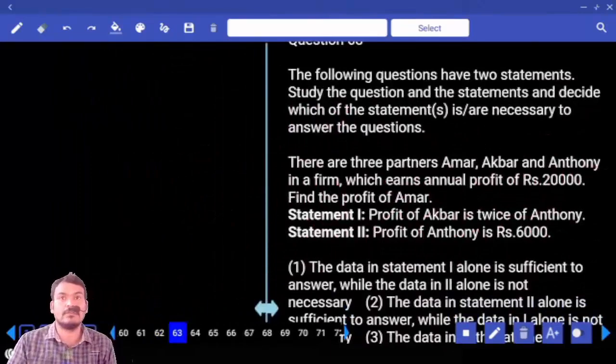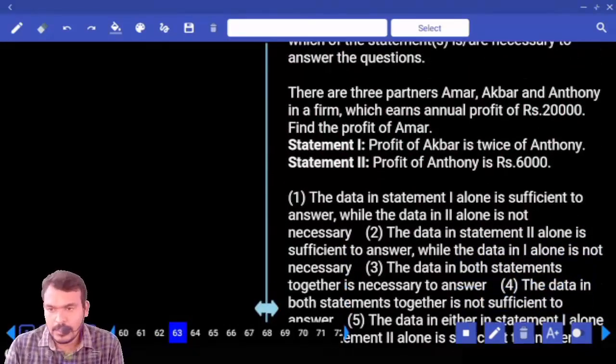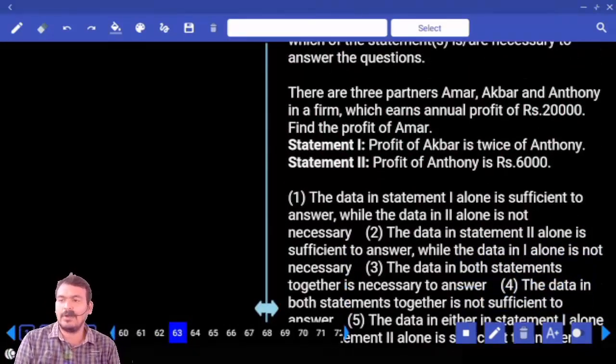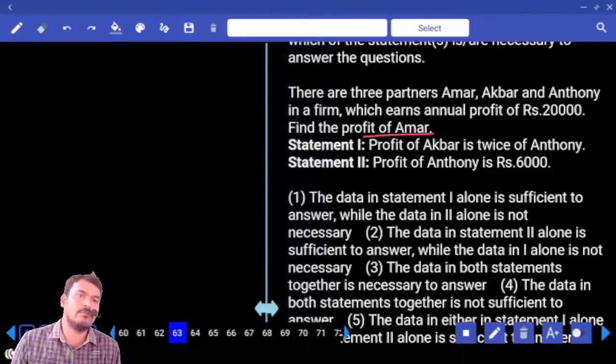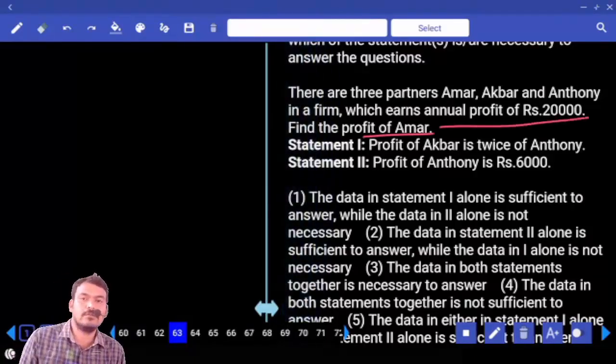Data sufficiency. There are 3 partners, Amar, Akbar and Anthony, in a firm which earns an annual profit of 20,000. Find the profit of which one? Amar, the required profit of Amar. What is the total profit of the 3 persons? 20,000. Statement 1: the profit of Akbar is twice of which one? Anthony. Statement 2: the profit of Anthony is how much?